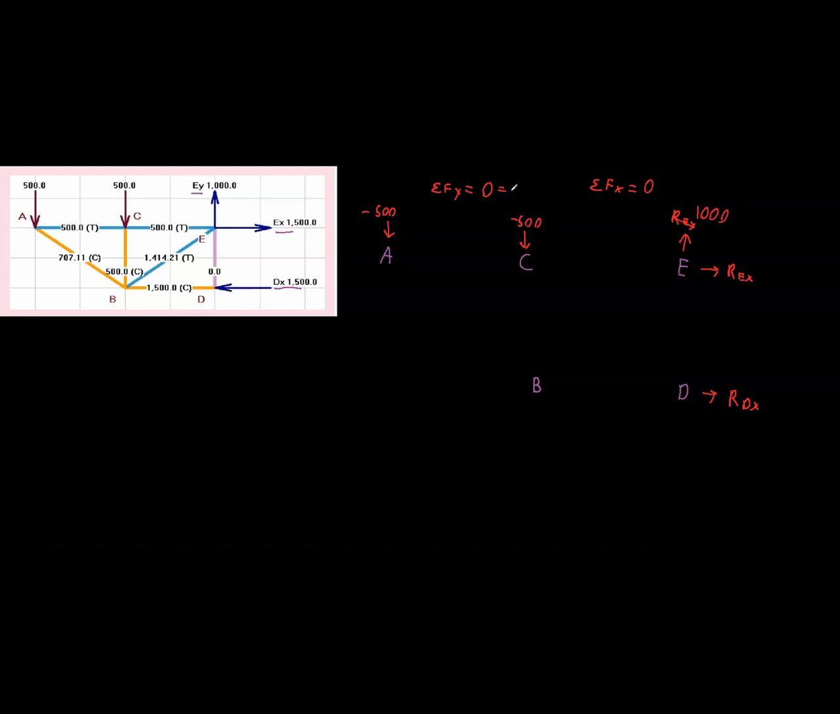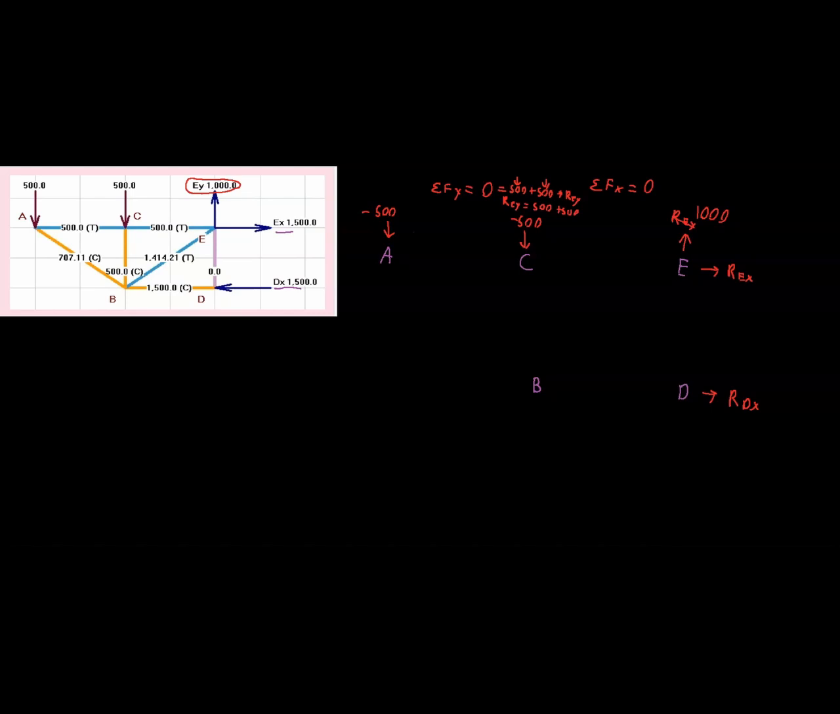We can do the algebra on this if you want to. We would say 500 down plus 500 down plus REY equals 0. And since these are both going down, you can treat them both as negative. In other words, I can say REY equals 500 pounds plus 500 pounds. Therefore, REY equals 1,000 going up. So that is how I get reactionary force at E in the Y direction. How do I get reactionary force at E in the X direction and reactionary force at D in the X direction? Well, I use my moments to figure that out.